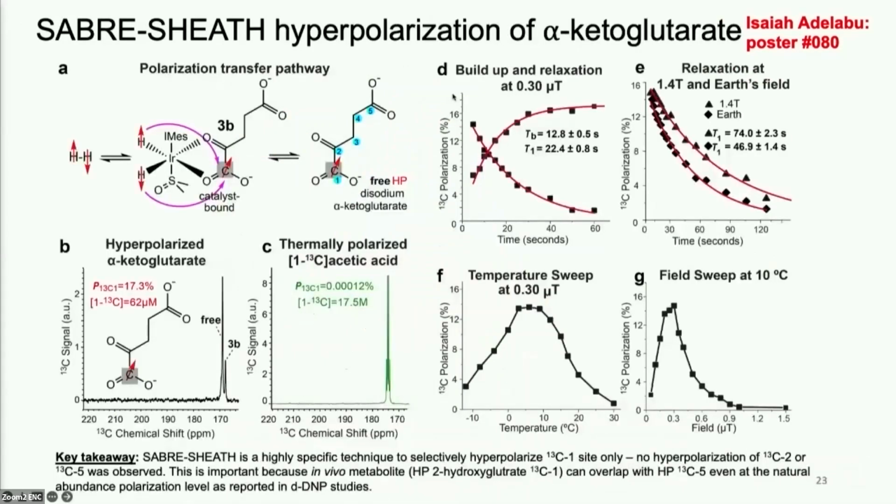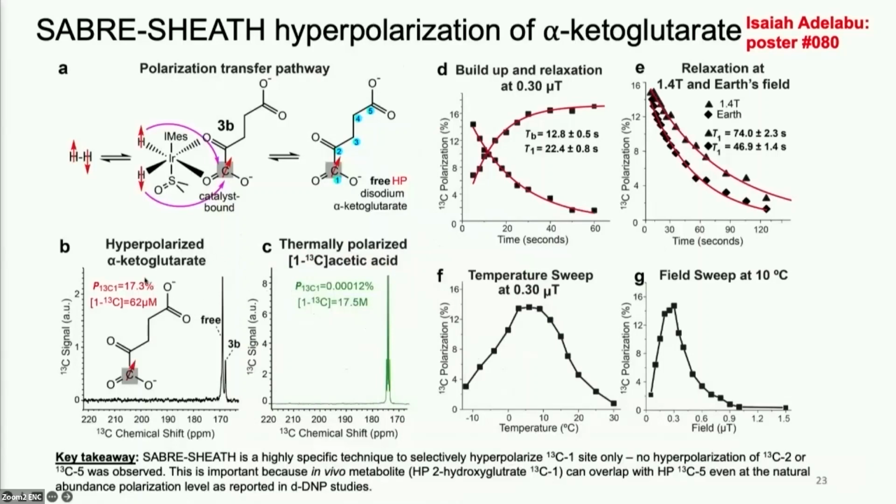Can we polarize other molecules? Yes, we can. This is an example of being able to do alpha-ketoglutarate, which is structurally similar to pyruvate. And again, we see very similar dynamics in terms of temperature sweeps and magnetic field sweeps. The build-up rate again overpowers the rate of this spin destruction. And in this particular case, we are able to demonstrate that we can achieve 17% polarization.